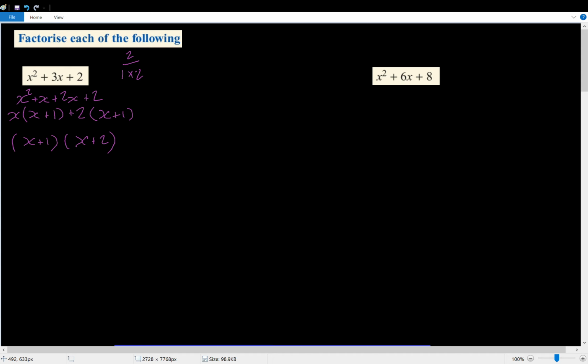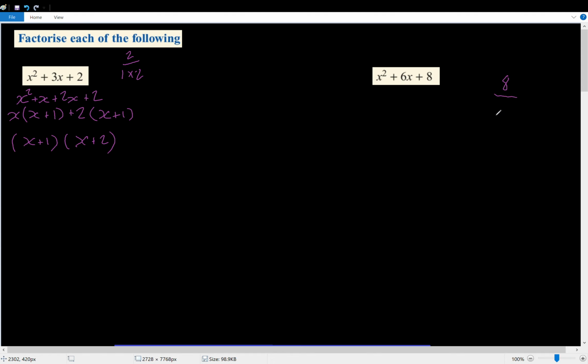That's it done. But we'll see what it looks like when you've actually got a choice to make on which of the factors to take. So in this case, we only had one pair because 2 is a prime number. But it'll be slightly different for our next example. So same method as before, we multiply the number in front of x squared, which is 1, by the number at the end, which is 8. This time we get 8.